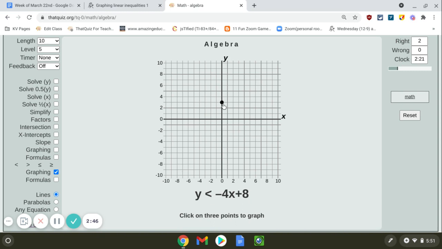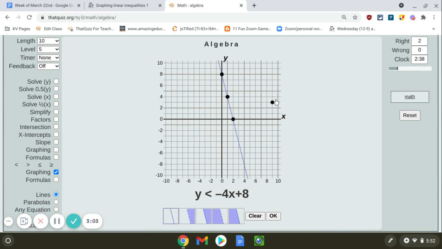I guess I'll do one more maybe. Let's see if this is any different. All right, got that one. And then I'm down 4 over 1, 2, 3, 4. Over 1, down 2, 3, 4 over 1. So this might be a better example.